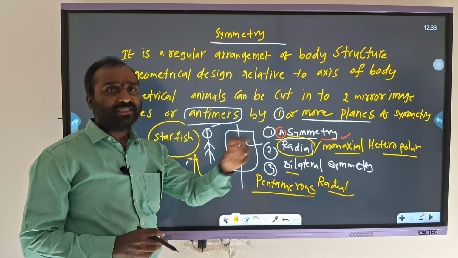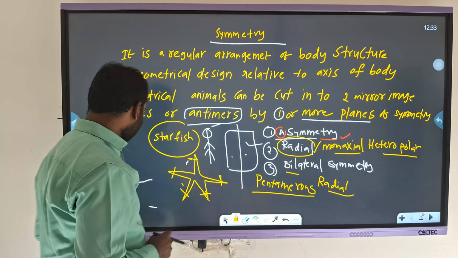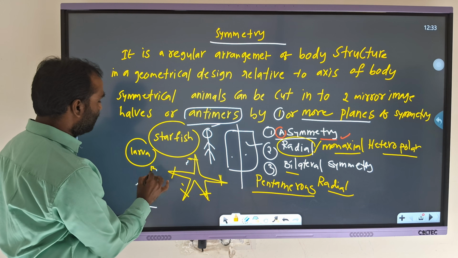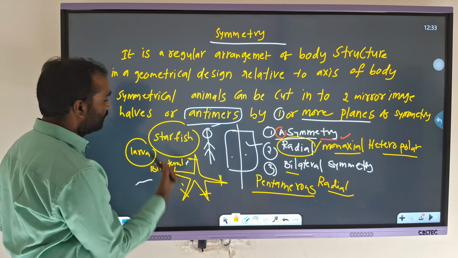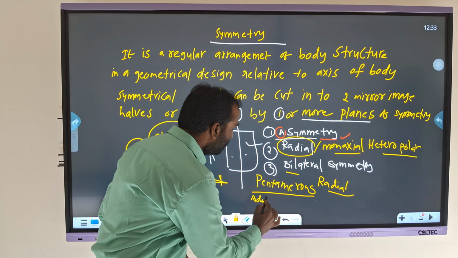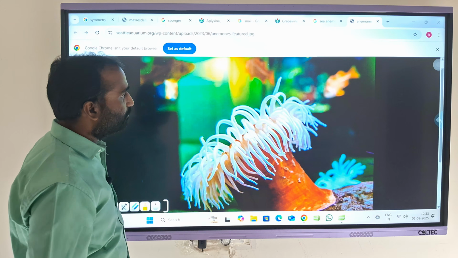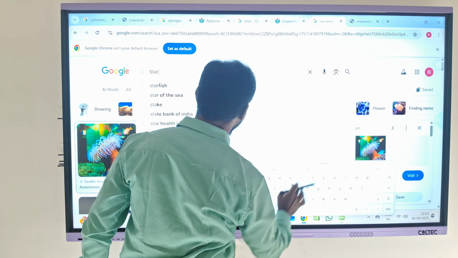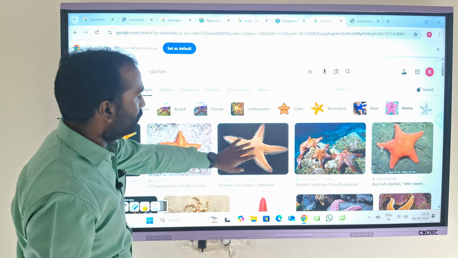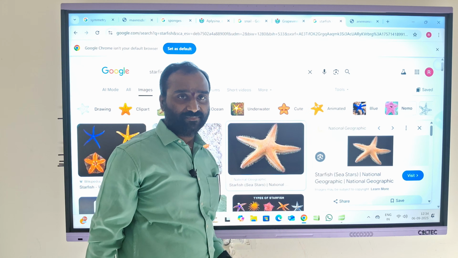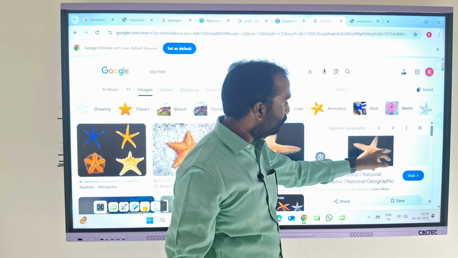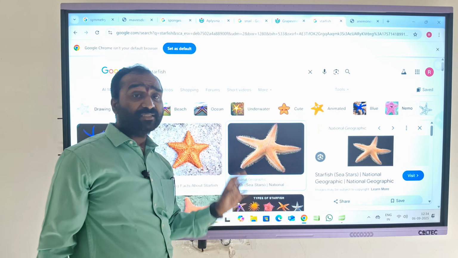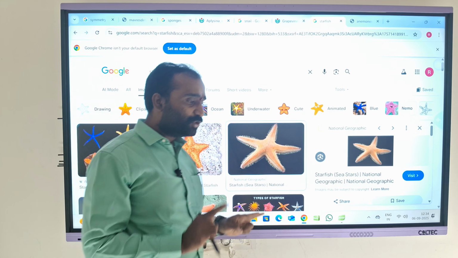But what about the larva condition? In the larva condition it is the same, bilateral. Then the adult is pentamerous radial symmetry. Okay? Right? So this is what? Starfish. Then how is the starfish? The starfish has 1, 2, 3, 4, 5 arms in the adult form. Pentamerous radial symmetry. Here we need to remember 2 aspects.